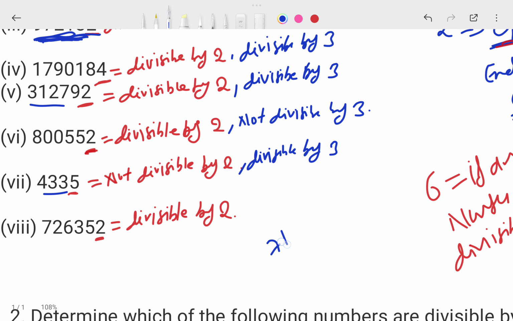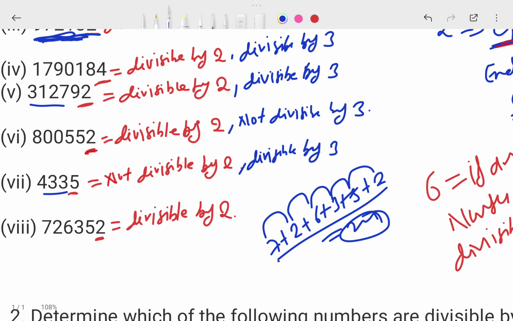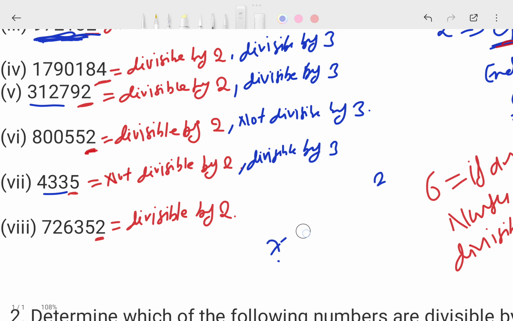So this is given 7 plus 2 plus 6 plus 3 plus 5 plus 2. Add this. 9, 9 plus 6 is 15, 15 plus 3 is 18, 18 plus 2 is 20, and that, oh sorry, let's add this. Okay, that's going to be 24, right? If you add this one, it is going to be 24. I'm asking you, in the 3 table 24 is there. Yes, it is there. It means that this number is going to be divisible by 3.